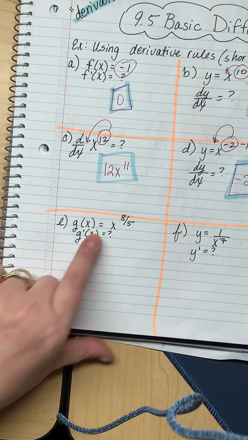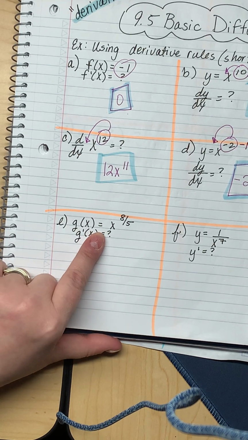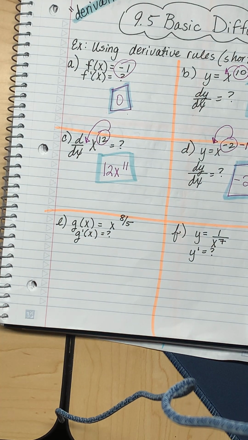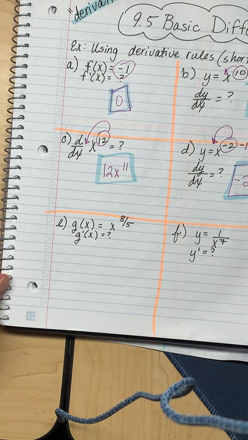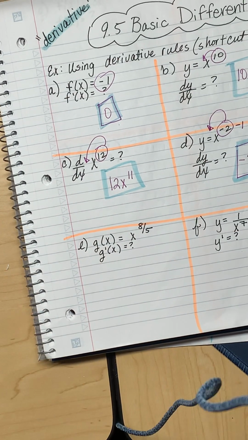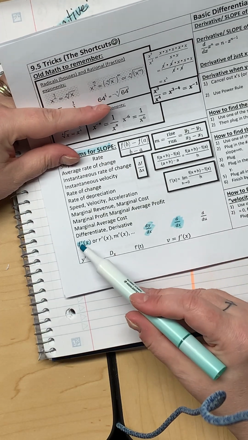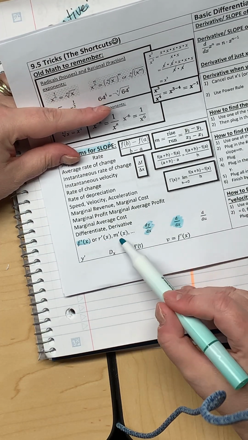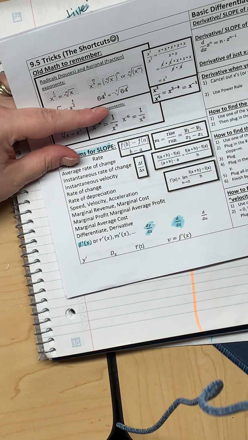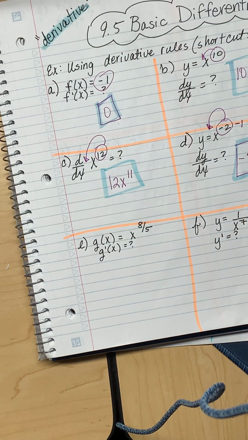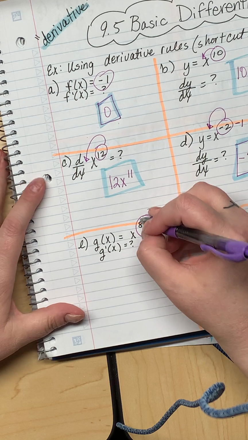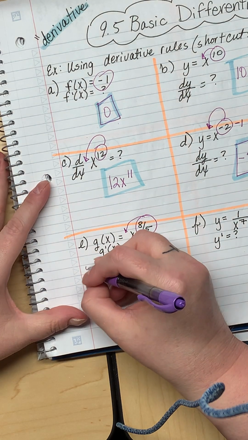Okay, let's go to part E. It says g of x equals x to the 8 over 5. Oh, that's terrifying. And then it says g prime of x. Well, g prime of x is the same thing as f prime of x or r prime of x or m prime of x. Whatever. We found the derivative. Okay. So we're going to bring this 8 over 5 down in front.